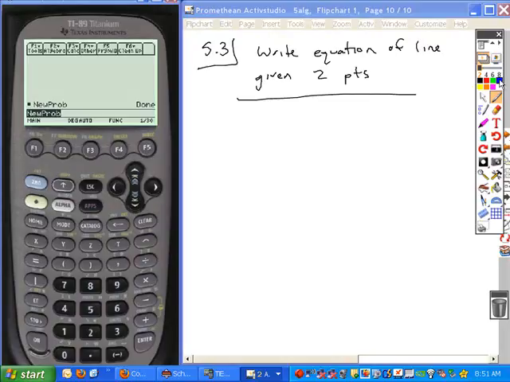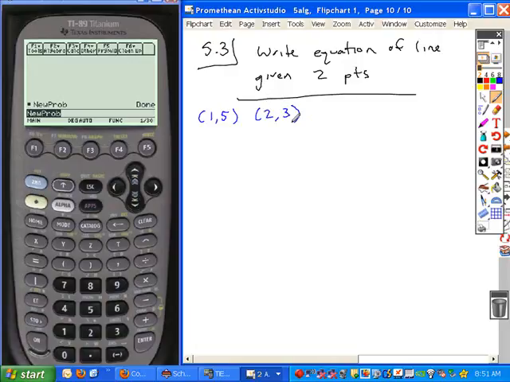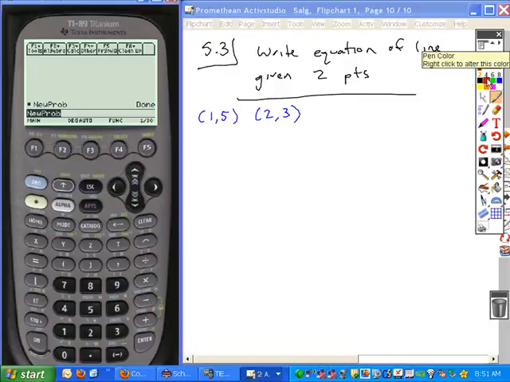Okay, so let's say you're given the points (1, 5) and (2, 3), and you want to write an equation that passes through these two points. Okay, here are the steps that you'll follow.